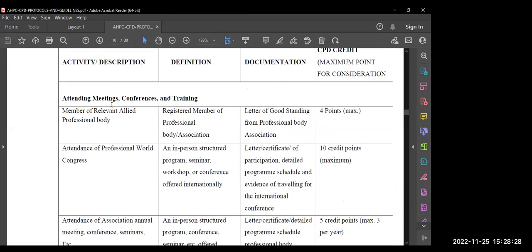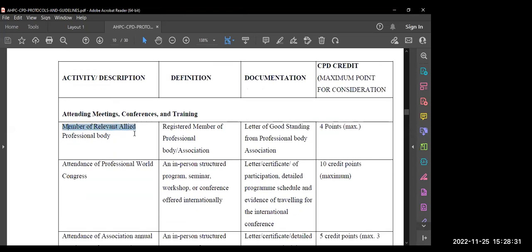We can see. Excellent. So membership of a relevant professional body is actually a profession-specific activity. Just being a member of a professional body is a profession-specific activity. If you're not a member of the profession, you cannot be a member of the professional body. That's basically the bottom line. And by our statutes or by the protocols, you get 4 free points for being a member of a professional body in good standing. Just being a member in good standing.